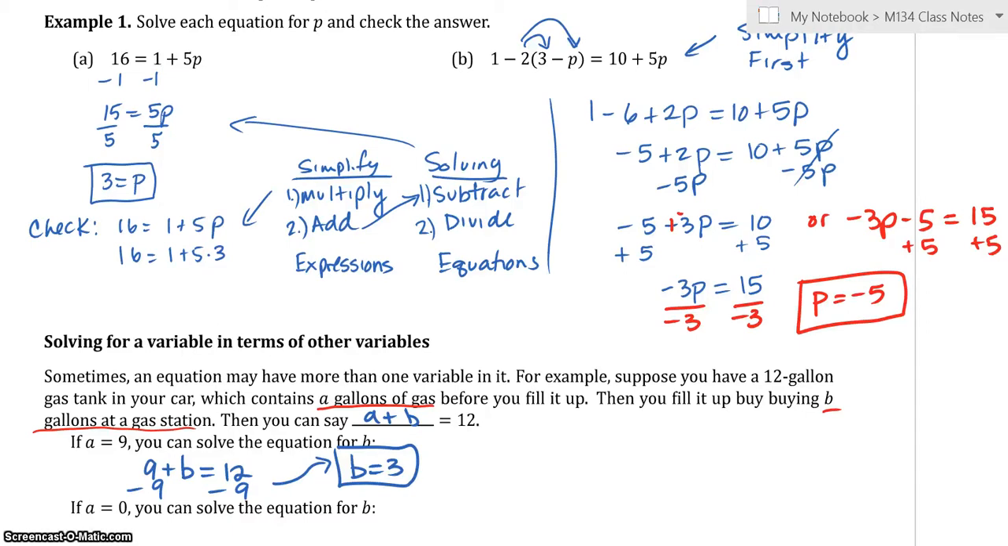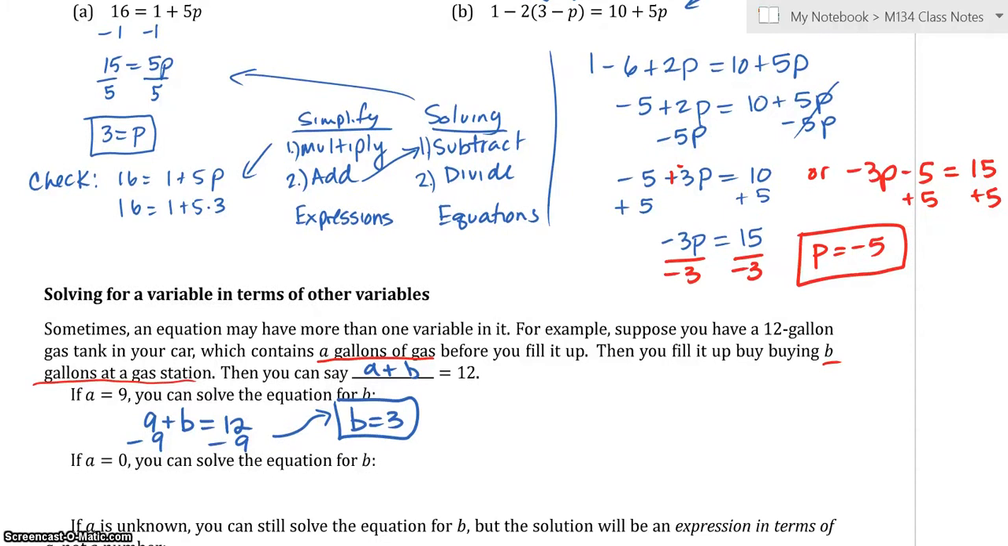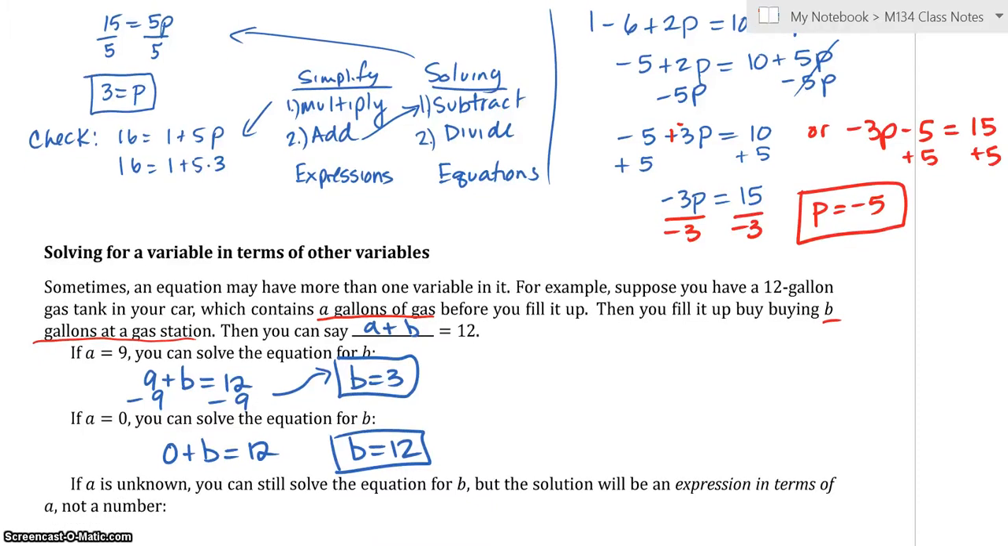The opposite of plus is adding a negative instead of saying subtraction, so that way you don't get messed up, like in example B there. What happens when a is 0? When a is 0, you don't have to add anything because that would just be b on the left side. B would be 12. Well, that makes sense because you have 12 gallons of gas.